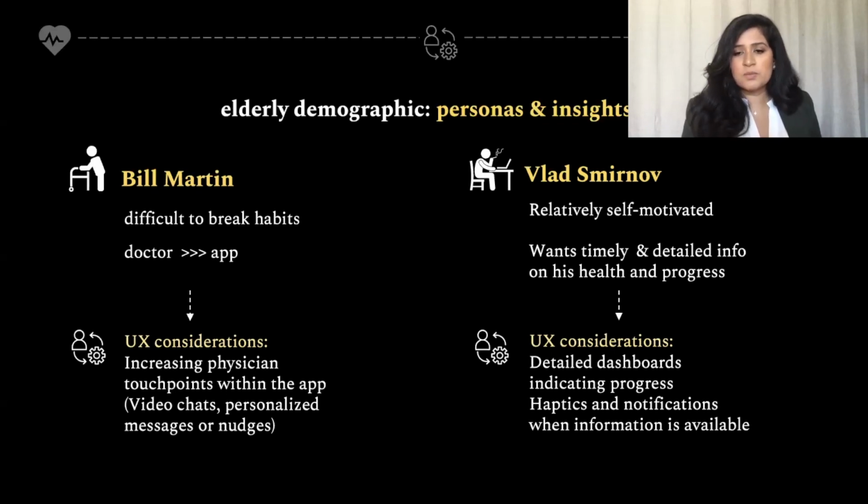So for someone like Vlad, some of the considerations we might want to have from a UX point of view is how can we design detailed dashboards, more enriching data that can allow him to track progress and keep track of his health. Somebody like Vlad would also do well with things like haptics and notifications to let him know when information is available, because he's on the go and he's always looking to get real-time insights to track his health.